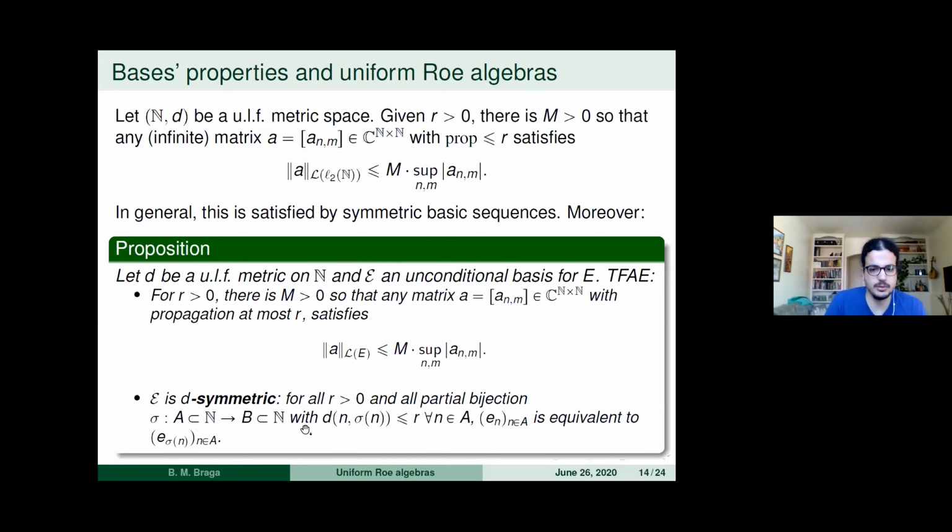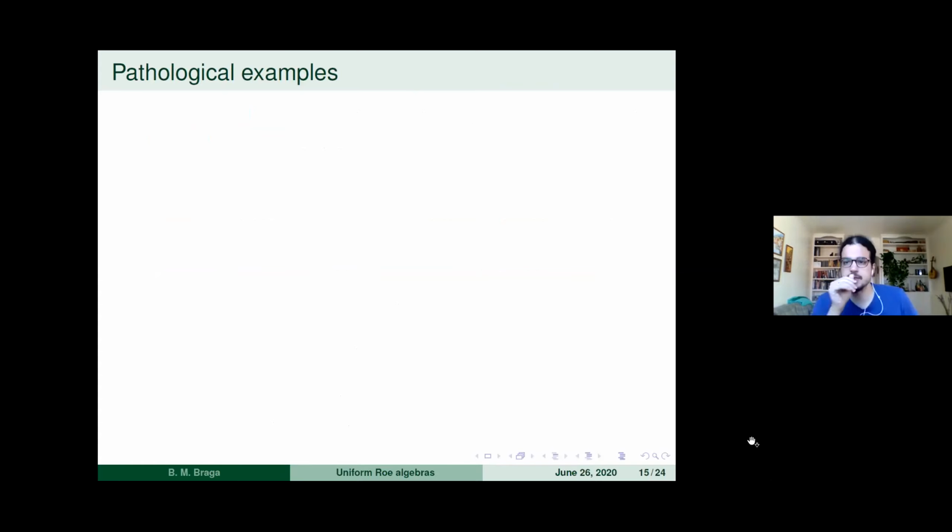So we don't care about being symmetric exactly, but we need to have that for permutations which are close to the identity. So this is also called partial translation, because you don't want n to be brought to something much further than n. Then those bases are equivalent to each other. And here I'm assuming unconditionality of the basis.